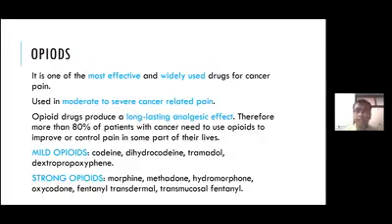Coming to the opioids, it is the mainstay of treatment in cancer pain. It is the most effective and widely used drug, used in moderate to severe cancer-related pain. Opioid drugs produce a long-lasting effect, and are used in more than 80% of cancer patients, and they improve control of pain and improve the quality of life of patients. We use mild opioids and strong opioids. Mild includes codeine, hydrocodone, tramadol. Strong includes morphine, methadone, hydromorphone, fentanyl, transmucosal or transdermal.